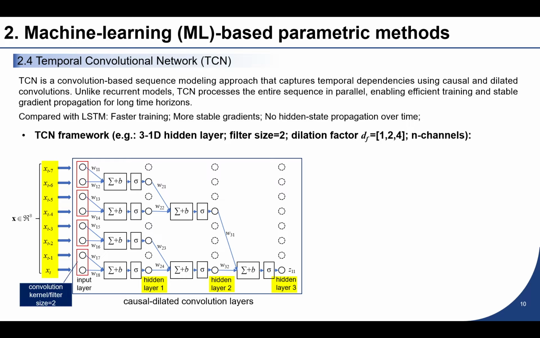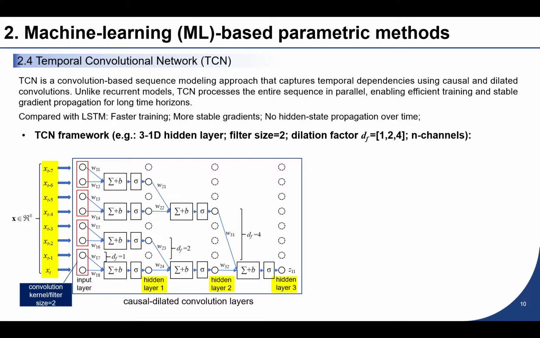The filter size determines how many consecutive time steps are involved in each local convolution operation. A filter size of 2 means that each output is computed using 2 input samples at a time. Next, we focus on the concept of dilated convolution. The dilation factor controls the spacing between input elements used by the convolution kernel or filter. When the dilation factor is 1, the convolution operates on consecutive time steps.